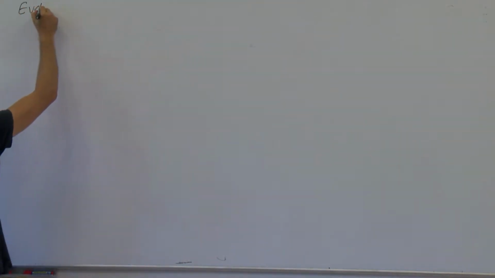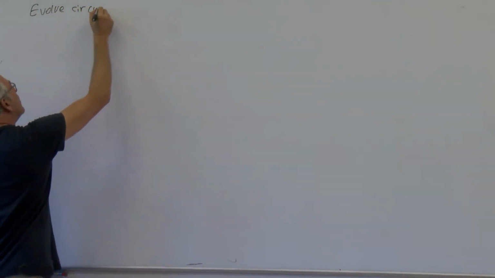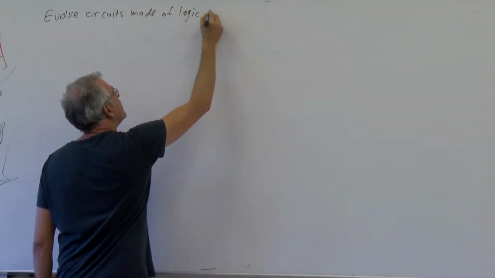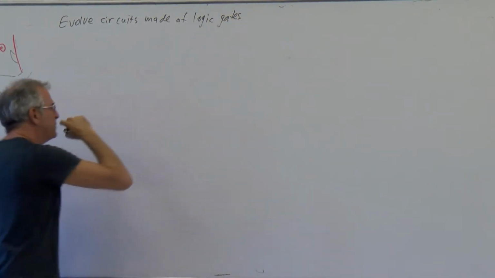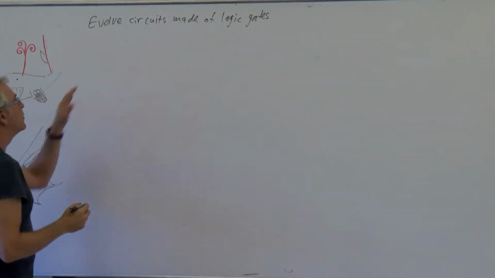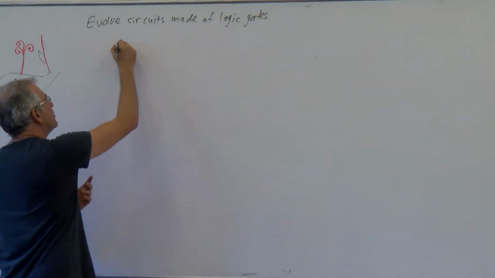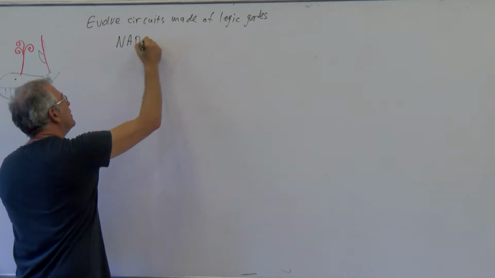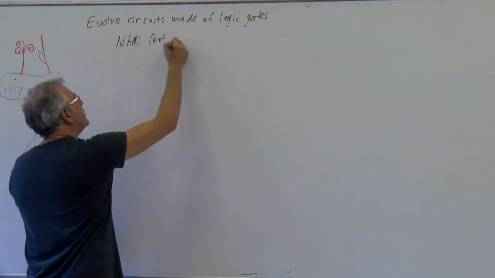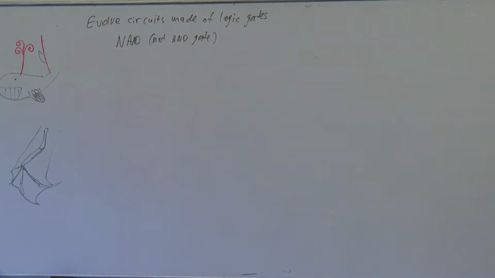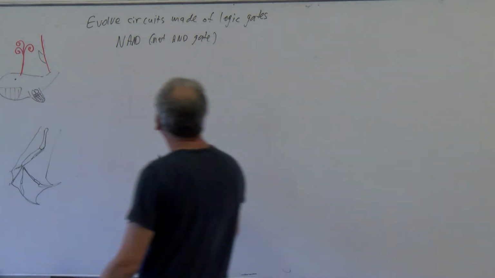Okay, so what we're going to do is we're going to evolve circuits made of logic gates. So we're going to use what engineers use. Okay, so I'm going to explain. We're going to use the NAND gate. NAND gate, not AND gate. And we're going to make circuits where each node is a not AND gate and wire them together. So the substrate we're going to work with is not AND gate.